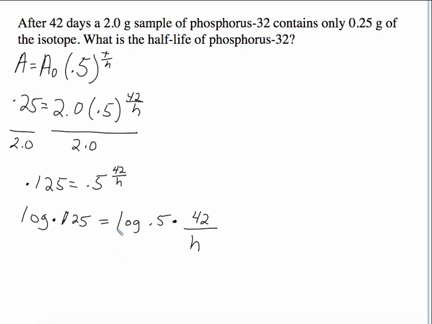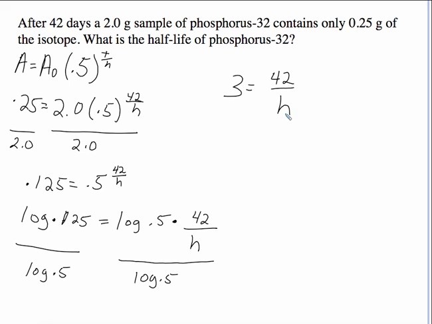Okay, then we're going to get rid of the log of 0.5 from the 42 divided by h, so we're going to divide both sides by the log of 0.5. So we'll take log 0.125 divided by the log of 0.5, and if you do that on your calculator, you should get 3. Make sure as I'm doing this that you're pushing the buttons with me. So 3 is going to be equal to 42 over h.